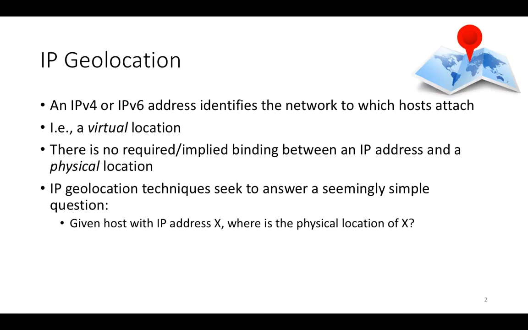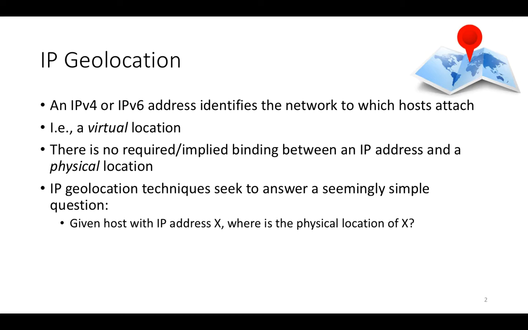Hosts on IP networks must have IPv4 or IPv6 addresses. Typically, these addresses are unique and are tied to the network attachment point, i.e., they are a virtual location. The IP address of a host must correspond to the network to which it attaches. However, there is no required or even implied binding between an IP address and a physical location.